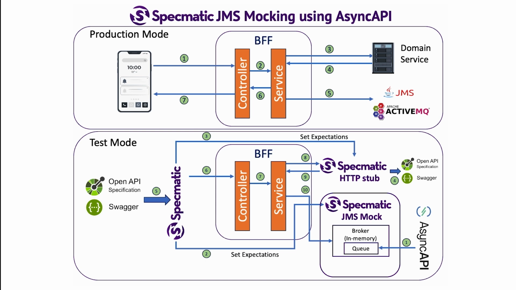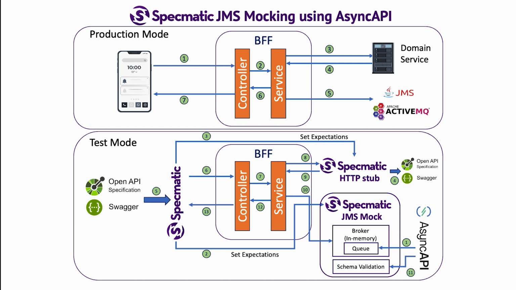When the JMS mock receives a message, it validates the message against the schema defined in the AsyncAPI specification. If the message does not match the schema, then it will fail the test. The JMS mock has an in-memory ActiveMQ broker, and so the service layer can communicate with it quite seamlessly, just like it would with a real-time JMS queue in production. Finally, the service layer responds back to the controller, which in turn responds back to the contract test.